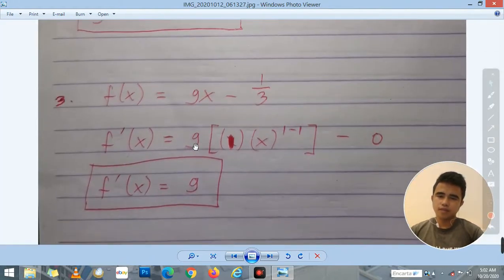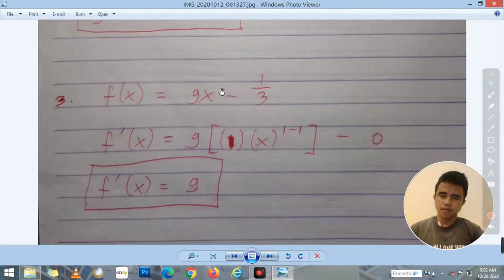Okay, number 3, derivative of a difference. f of x equals 9x minus 1/3, and it has 2 terms. The first term is a derivative of a constant and a function. Then the second term is a derivative of a constant. Applying the derivative separately on each term, applying the power rule here, we have exponent 1, so bring down.